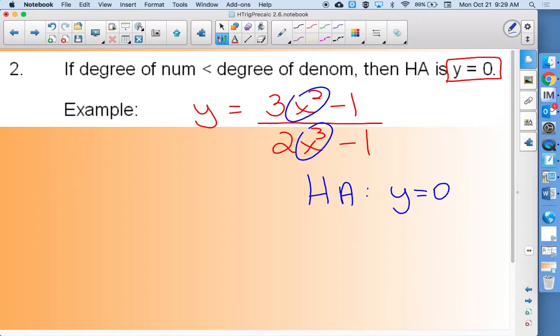That's because your power on the bottom is always making your number larger. When you cube something, it's going to be larger than when you square something. So the denominator is going to continue to get really big. And when you have a really big number on the bottom, eventually your number gets closer to 0.